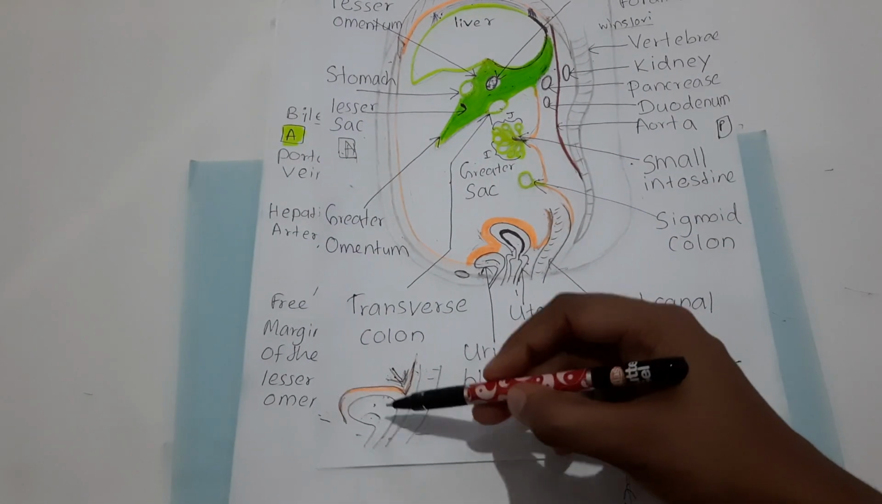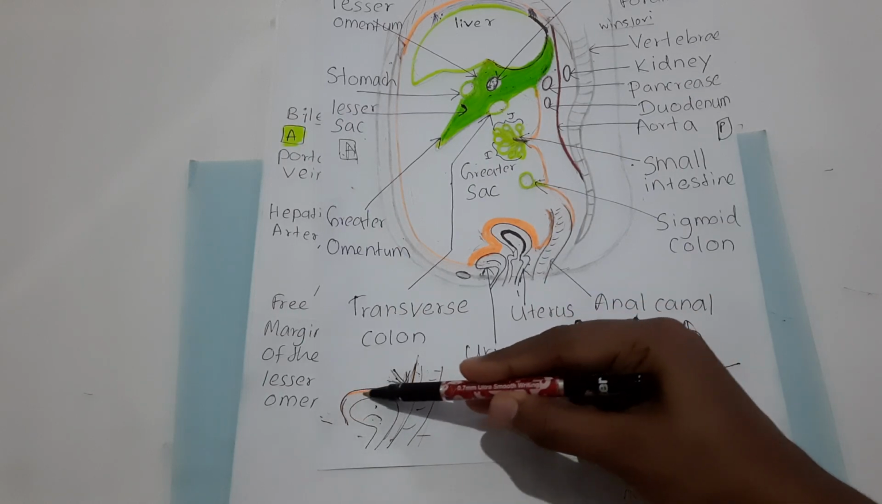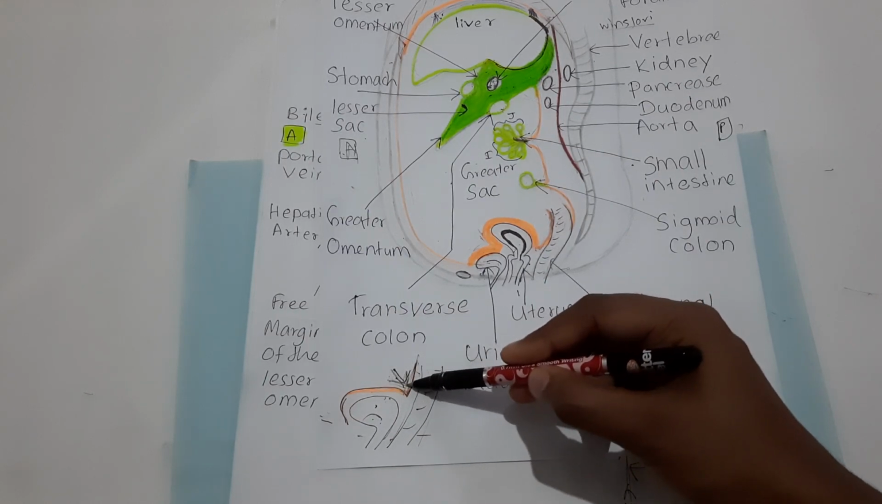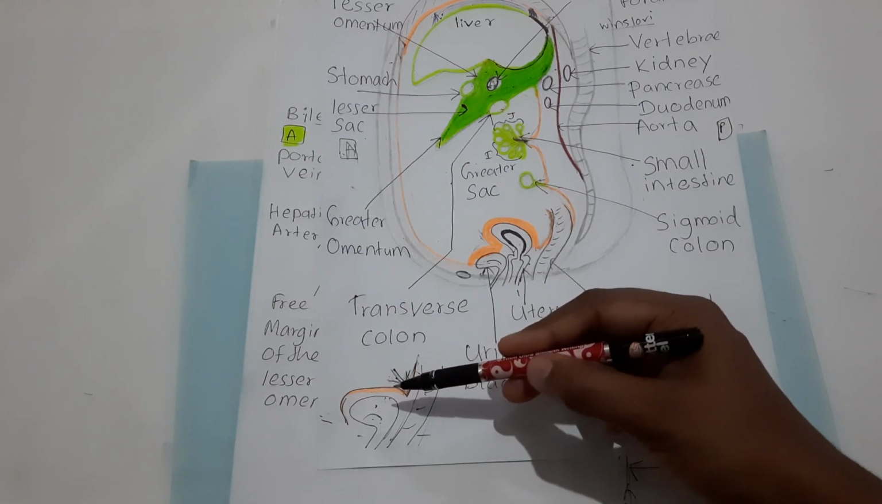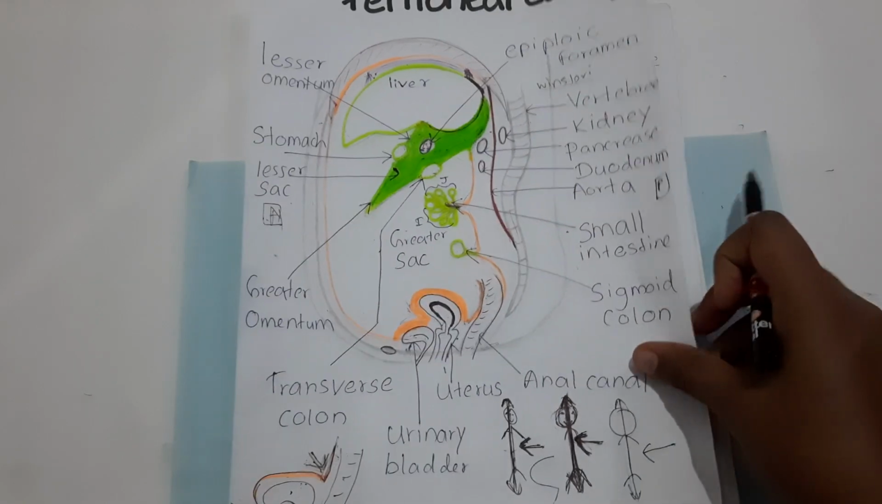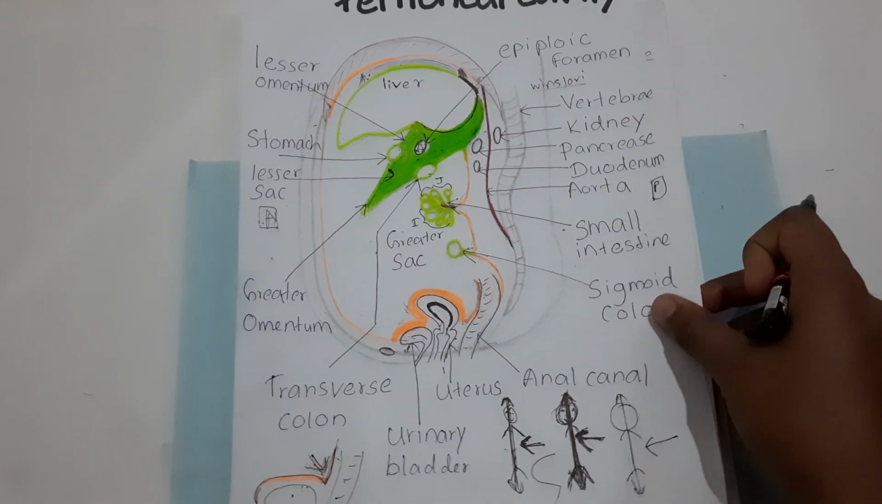If it is a male, we can say this is the bladder, this is the anal canal. So the parietal peritoneum is there, and one pouch is there, that is the rectovesical pouch, or otherwise we can call it the Douglas pouch. Now we will talk about the epiploic foramen, the topographical structure of the epiploic foramen.